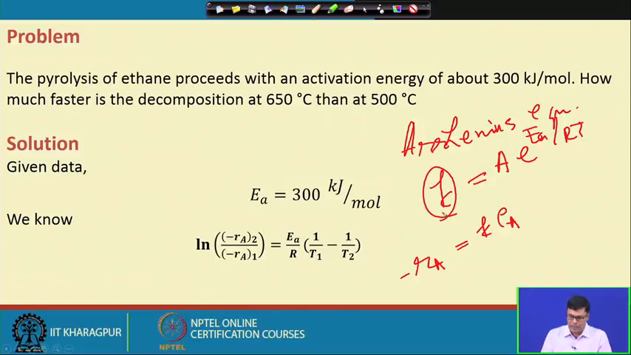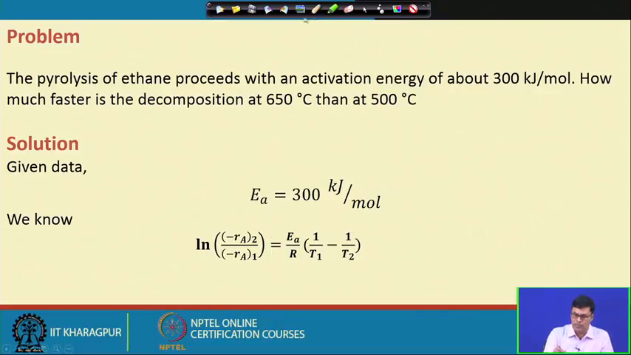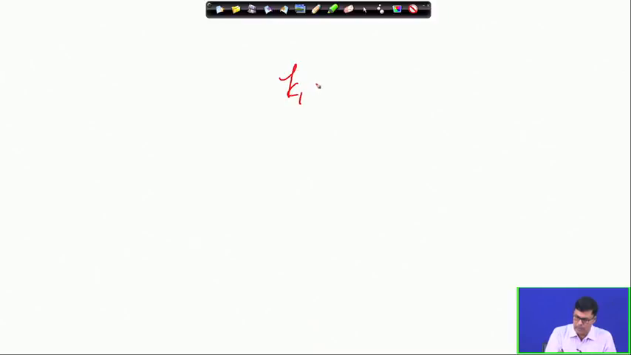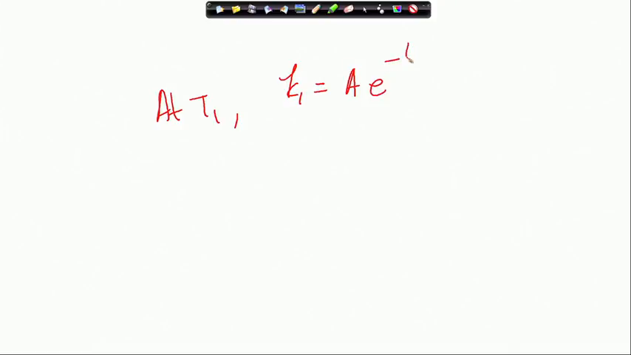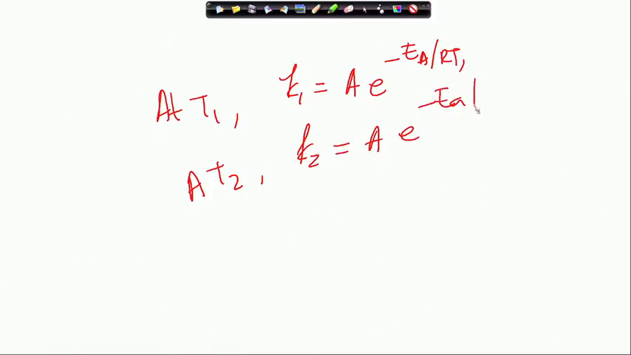At different temperatures, we have already shown you how this equation has been derived. So, let us see how this equation has been derived. Suppose we have K1 at T1: K1 equal to A e to the power minus EA by RT1. Am I right? At T2 we have K2 equal to A e to the power minus EA by RT2.